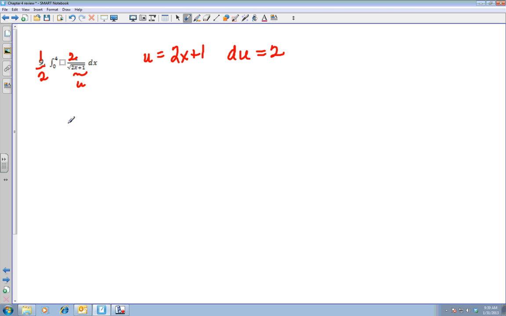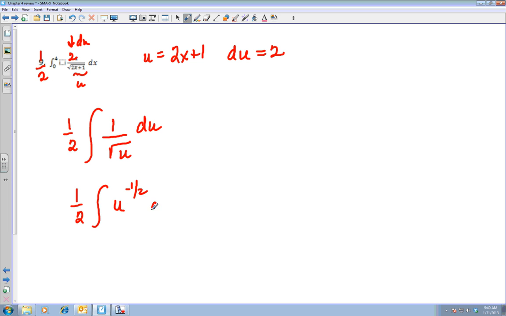So here's what it's going to look like. 1/2. Okay, that's my du, so I don't write that. So I could put 1 over the square root of u du. And I need to fix that. 1/2. Square root of u is u to the 1/2, and I'm going to bring it up. So now it's u to the negative 1/2 du.